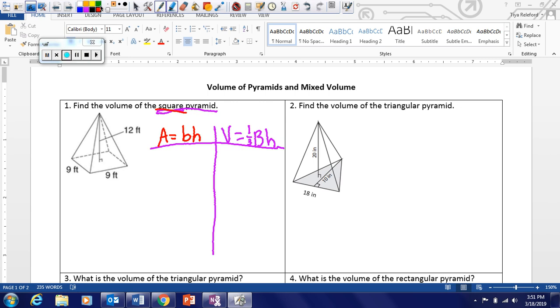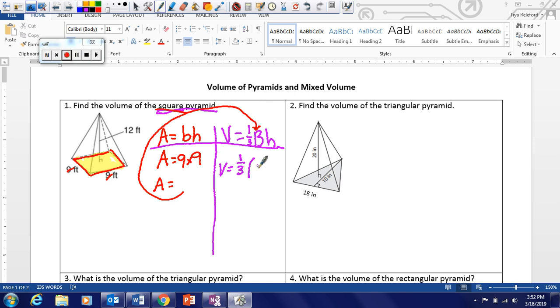So as always, you're going to shade the base, which should be what shape? Square, right? It says square pyramid, so your base has to be a square. So my base, 9, and my height is 9. This number goes in for capital B. So volume equals 1/3 times the area of the base times the height.